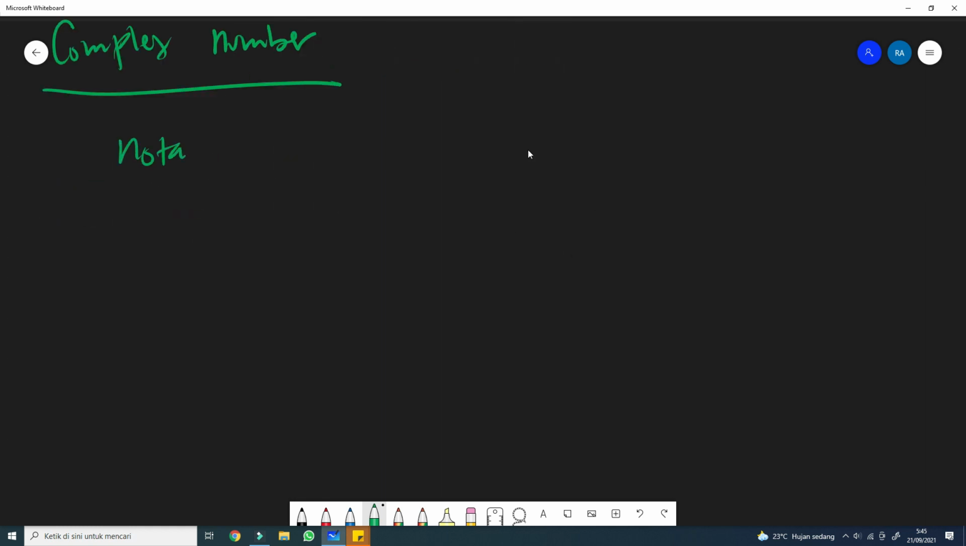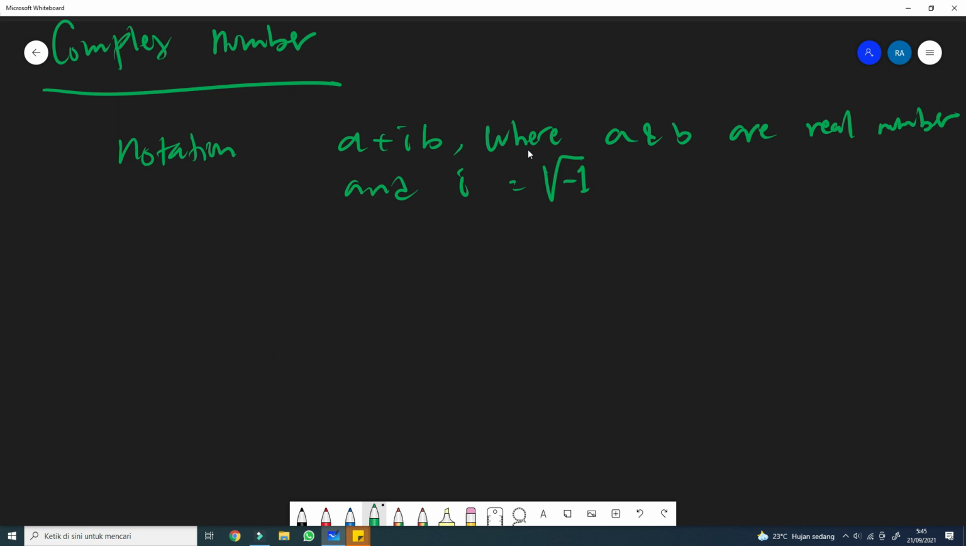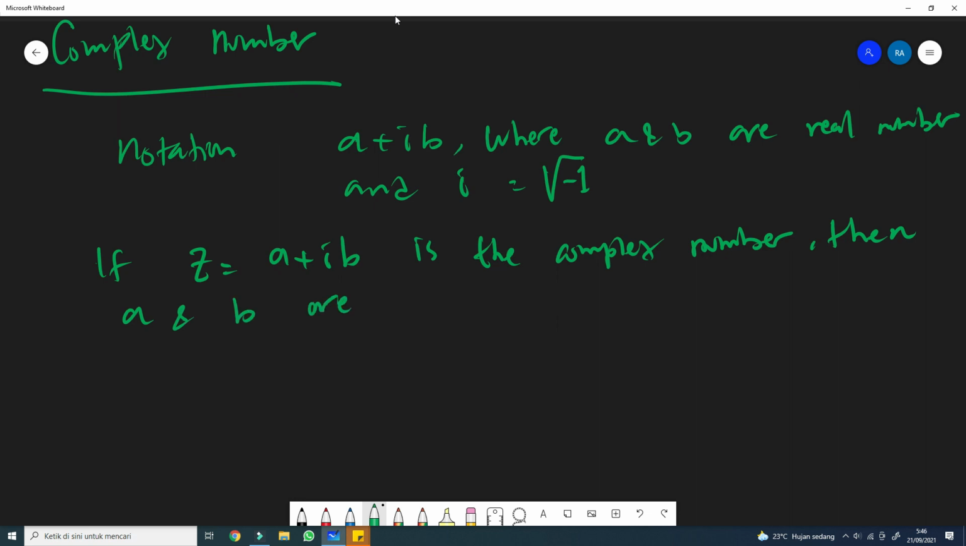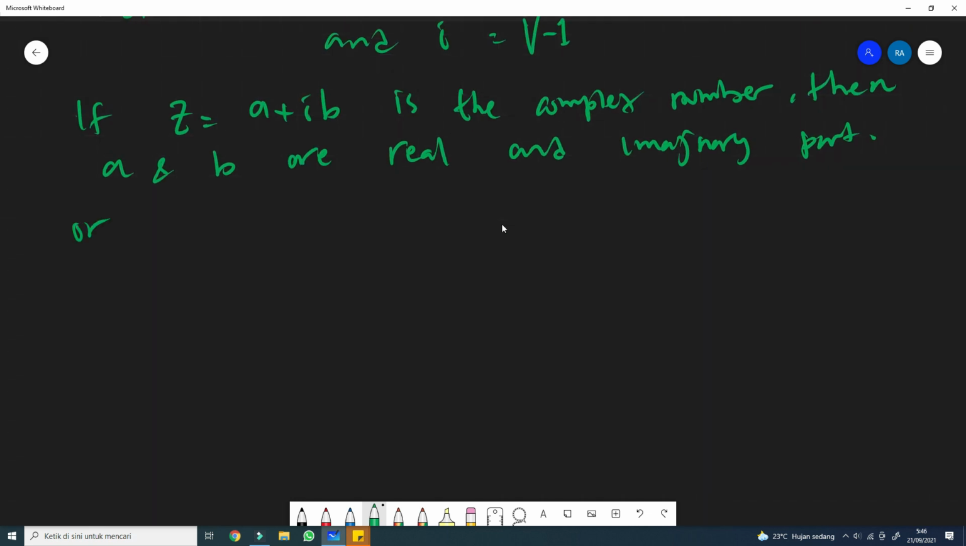A number which can be written in the form a plus ib, where a and b are real numbers and i squared is equal to minus 1, is called a complex number. If z equals a plus ib is a complex number, then a and b are called the real and the imaginary parts, and written as Re z equals a and Im z equals b.